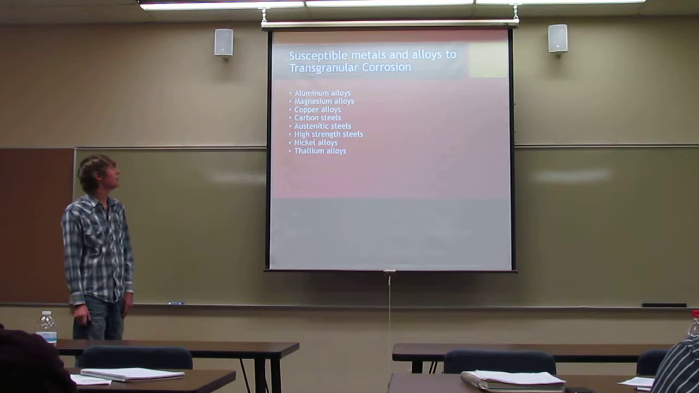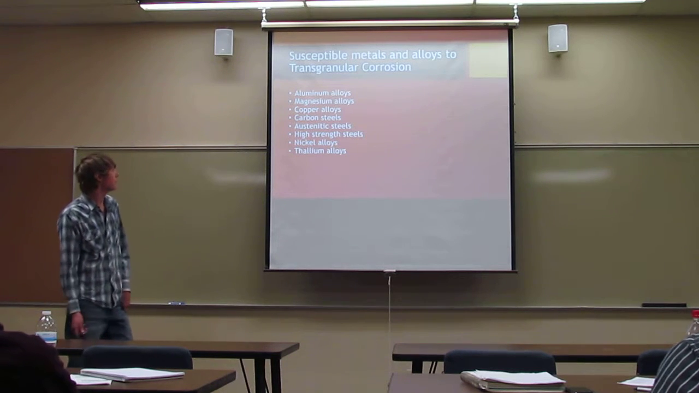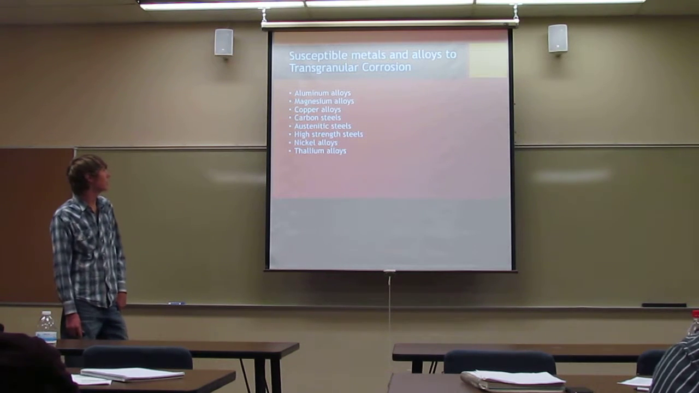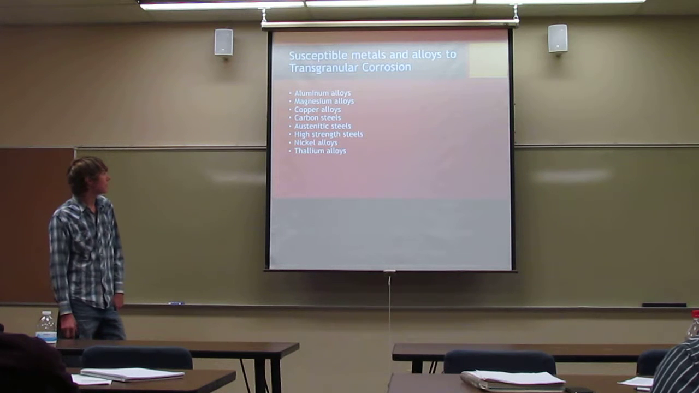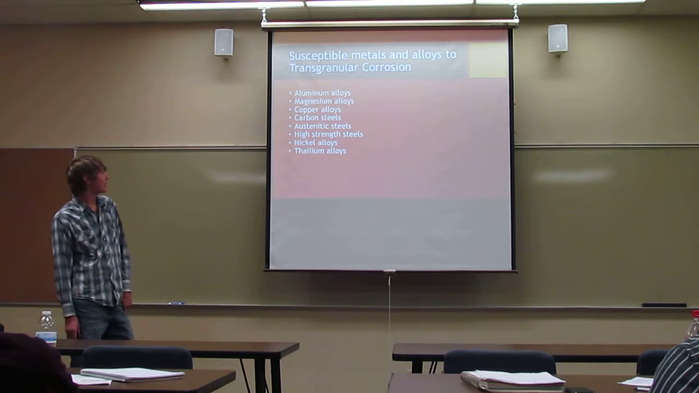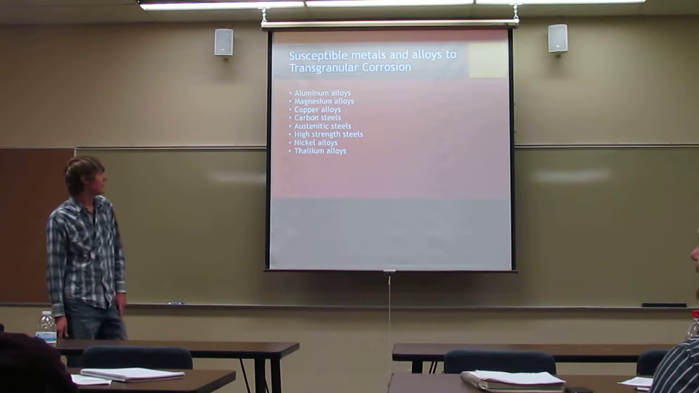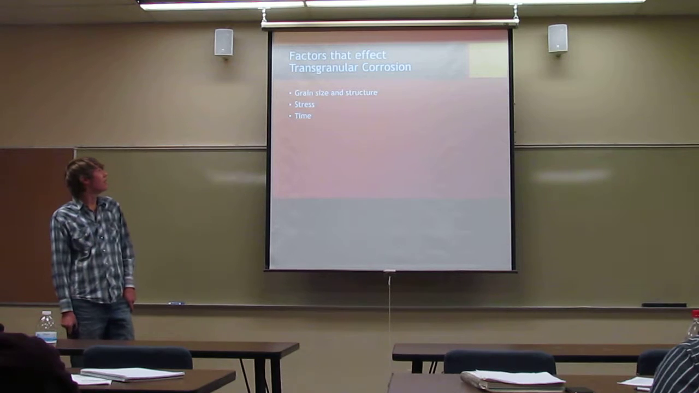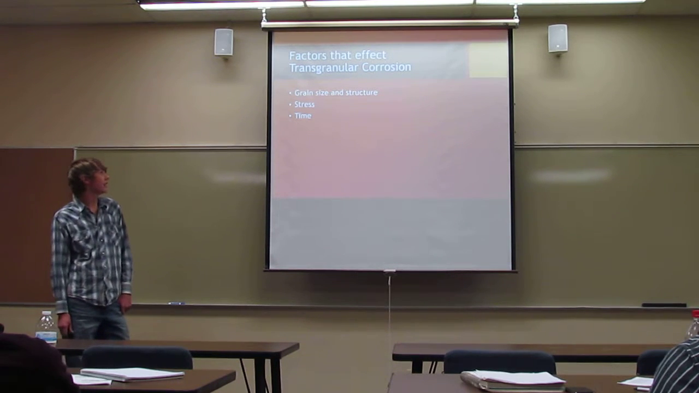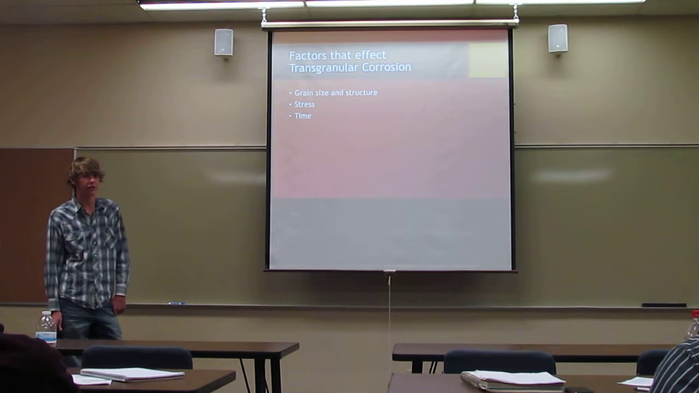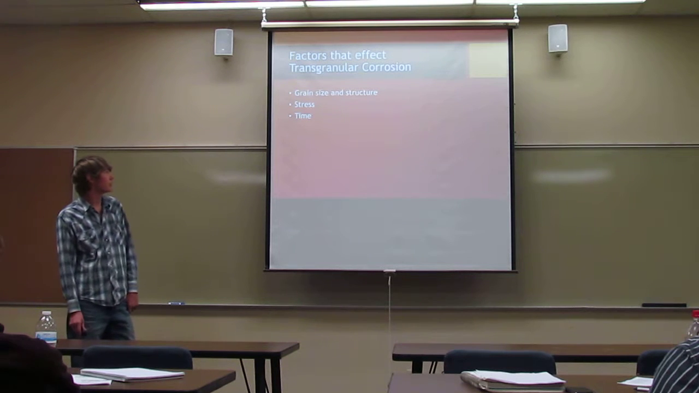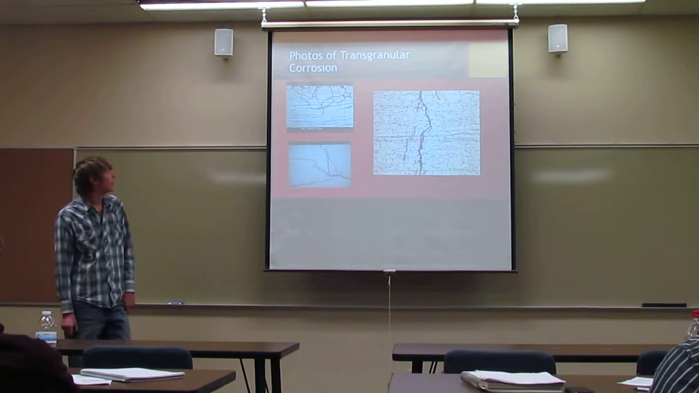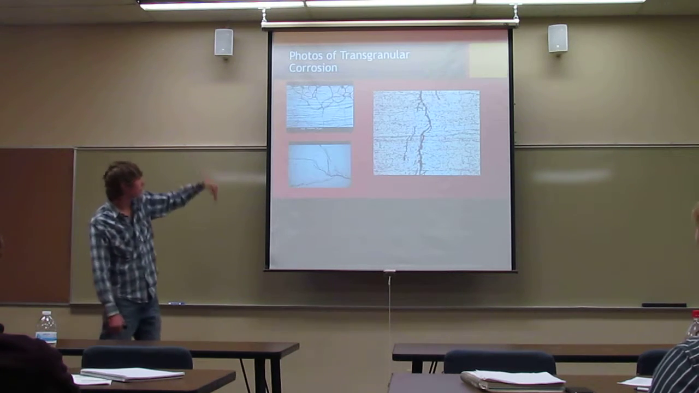Susceptible metals or alloys for transgranular cracking would be aluminum, magnesium, copper, carbon steels, high-strength steels, nickel, and gallium. Factors that affect it would be the grain size or structure, stress, and time, as well as temperature. Here are some pictures. You can see it goes through the grains.